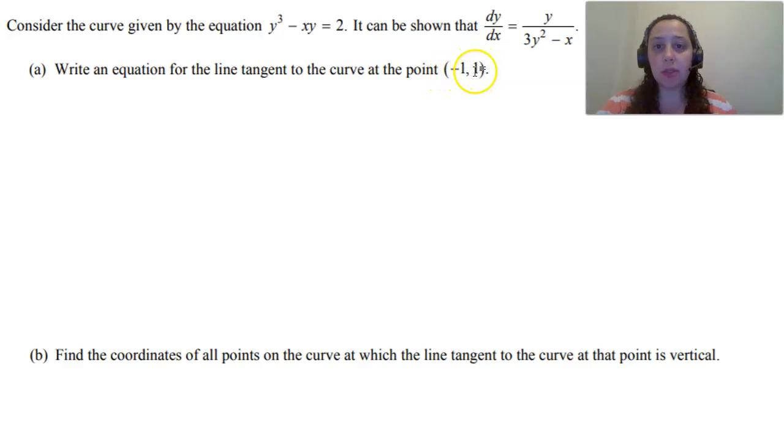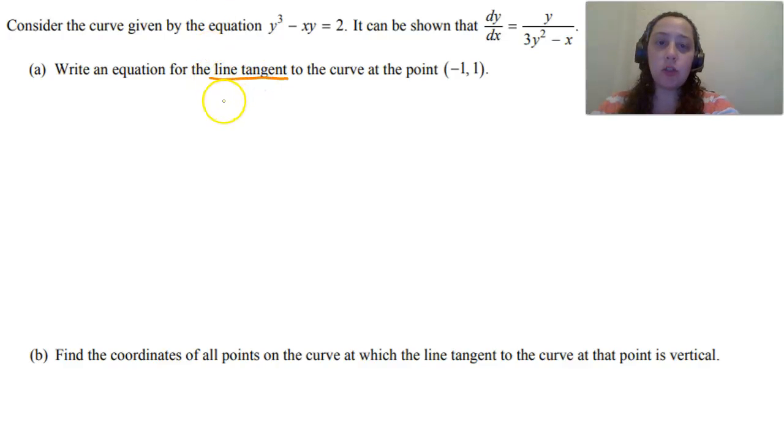Now sometimes they'll give you the y value, and sometimes you'll have to solve for it. If that's the case, you would plug this x value into your equation and solve for y. But we don't need to do that for this question. So we just want an equation for a tangent line.